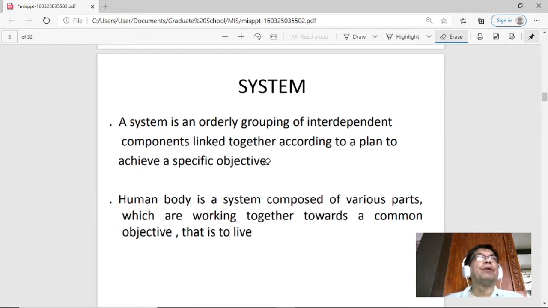We can have other examples of systems. Let's say, for example, a digestive system. A digestive system is composed of various parts like the mouth, the esophagus, the stomach, etc. And these parts are working together. They're brought together towards a common objective, and the objective of the digestive system is, of course, to digest food.